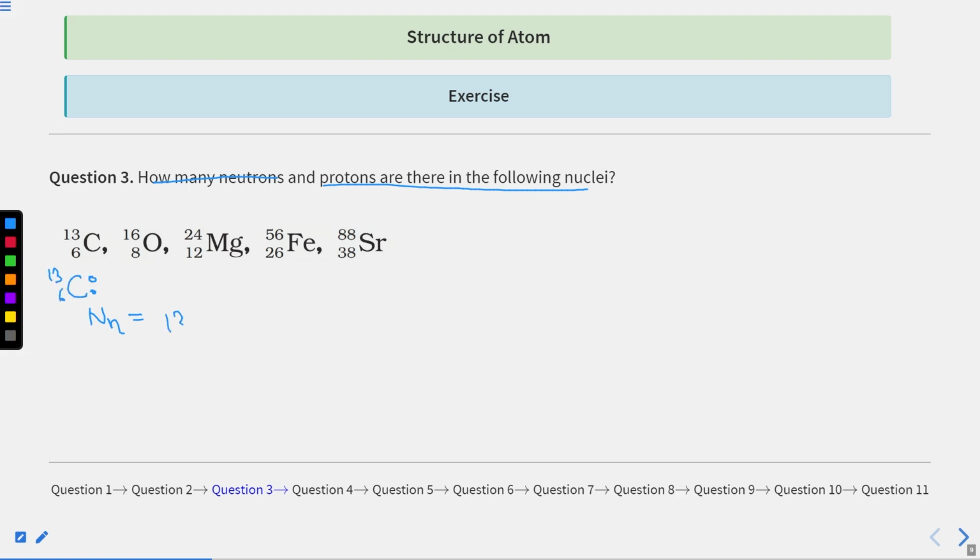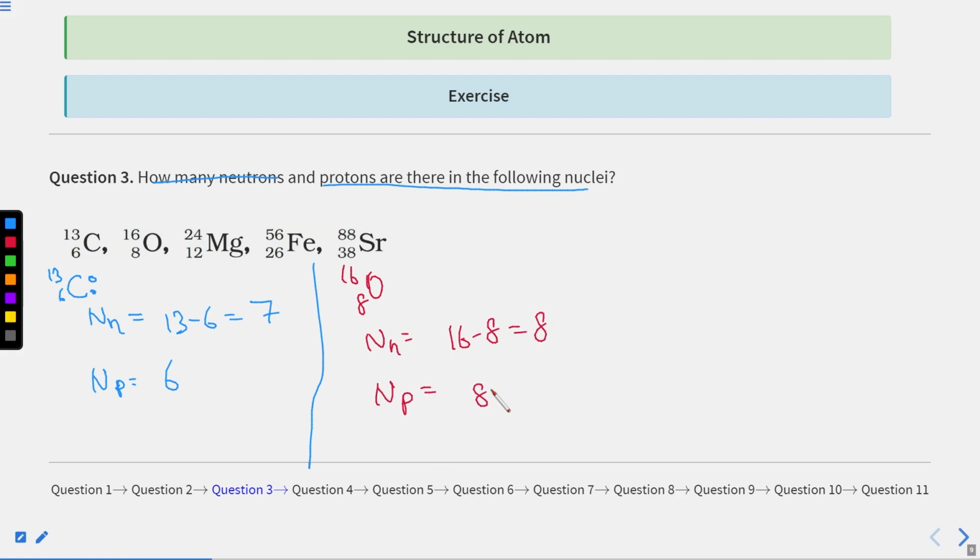So that would be 13 minus 6, 7. That is the number of neutrons, and the number of protons will be your atomic number, that is 6. Next, if we calculate it for, say, oxygen 16, then what would be the answer? So the number of neutrons will again be mass number minus atomic number, that is 8. And the number of protons will be your atomic number itself, that is 8.